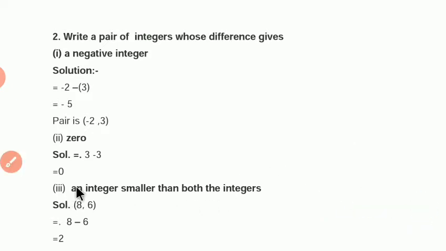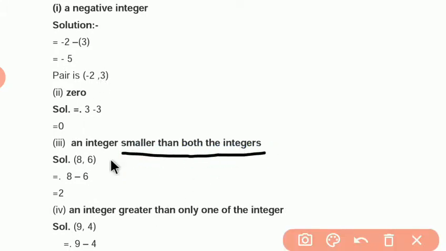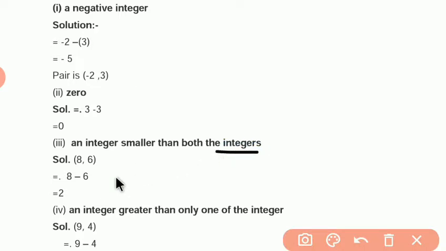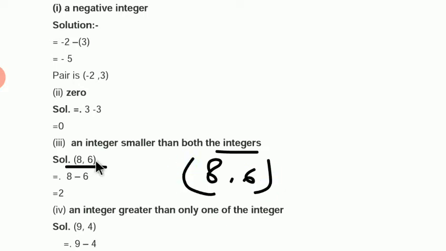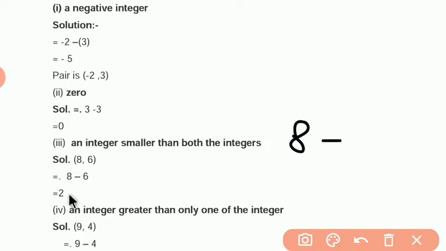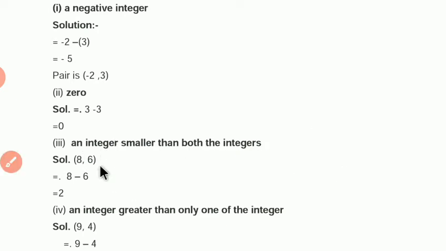Then question number 3, an integer smaller than both the integers. Now we have to find an answer, an integer which should be smaller than both the integers. Both the integers means the pair which we will take. For example, we have taken 8 and 6. The answer should be smaller than 8 and 6. So 8 minus 6 is equal to 2. So you can see that 2 is smaller than both 8 and 6. So 2 is an integer which is smaller than both the integers, 8 and 6.